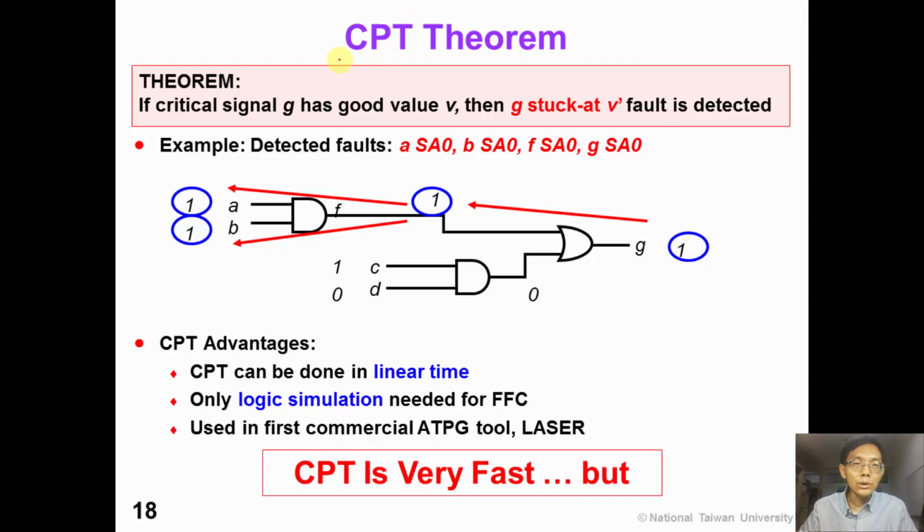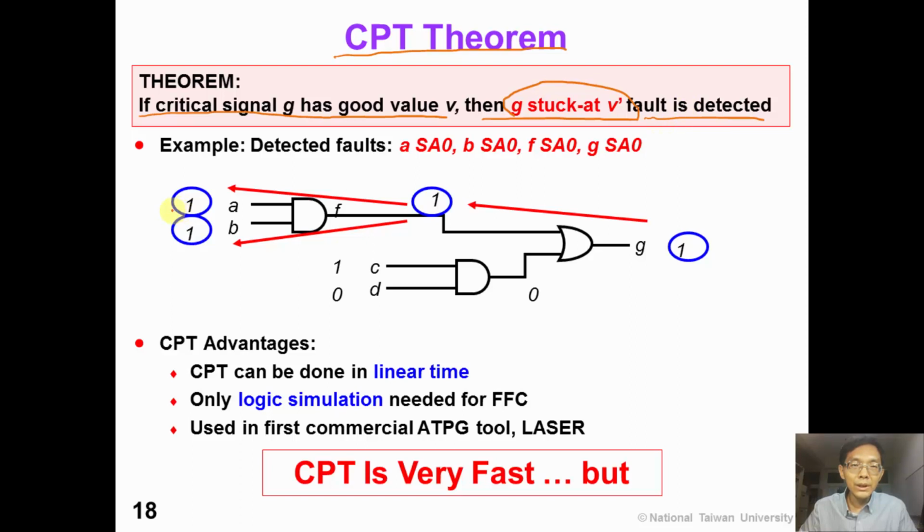Now, we introduce the CPT theorem. If a critical signal G has good value V, then G stuck at V fault is detected by this pattern. This is a very simple and straightforward theorem.